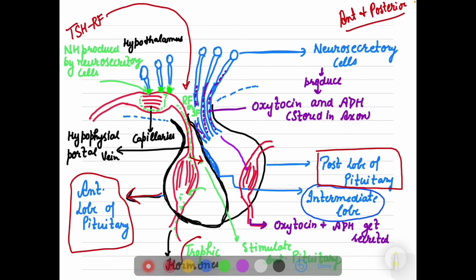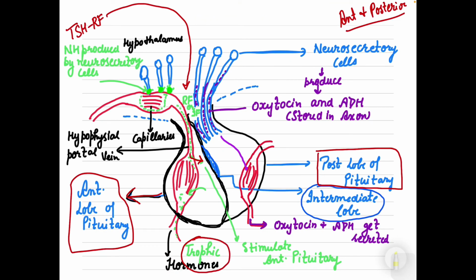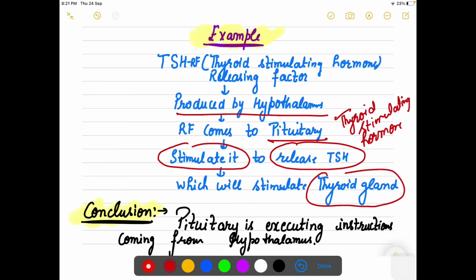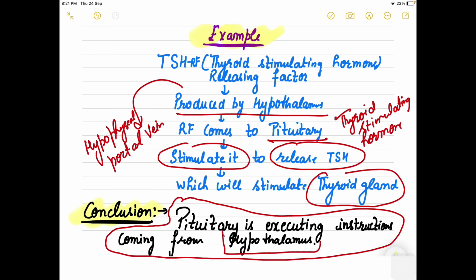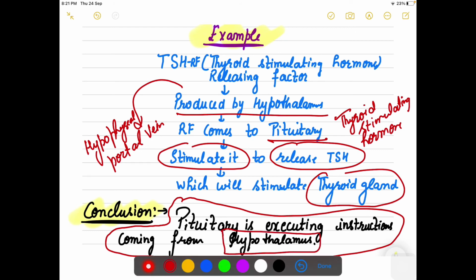So the hormone we have written here can be any one. It can be LH, it can be TSH, it can be FSH, it can be ACTH, which will travel through the hypophyseal portal vein. They will go through the hypophyseal portal vein, right? It can be releasing, it can be inhibitory also. So basically the conclusion is that the pituitary is only executing the instructions, but actually the instructions are coming from the master gland, that is the hypothalamus.